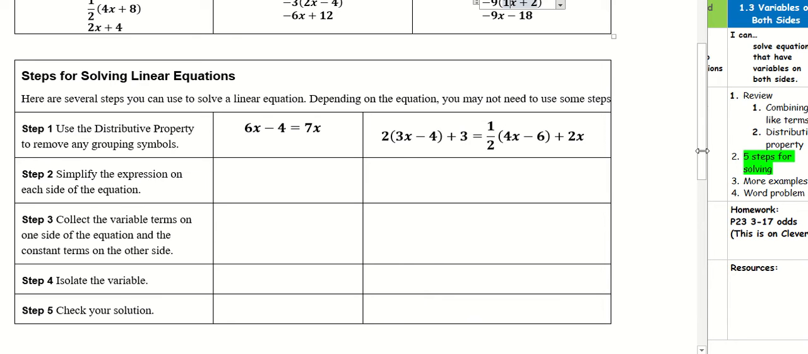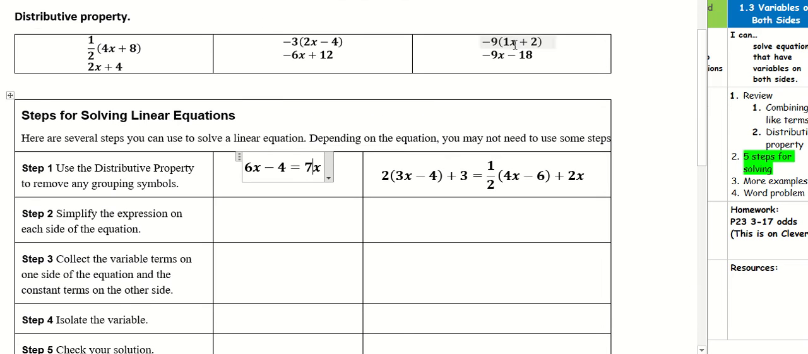So step one, use the distributive property to remove any grouping symbols. Grouping symbols would be parentheses. Do I have any parentheses in this one? No. Here I had parentheses, so I had to do the distributive property. No parentheses, I don't have to do anything for that. So I'm going to move down here. I didn't have to do anything for that step. That's kind of nice.